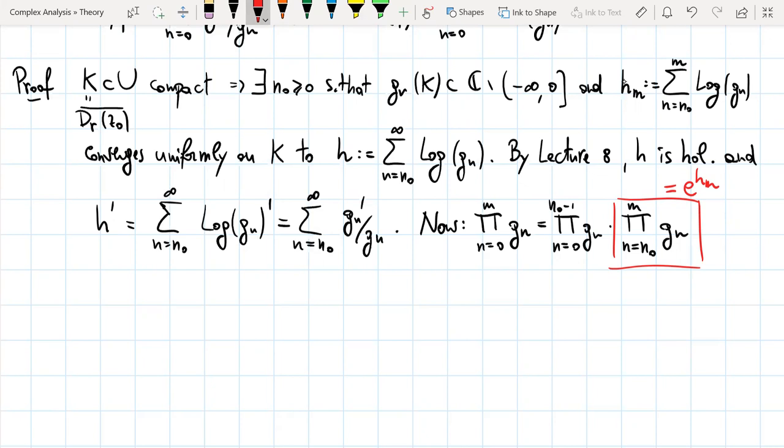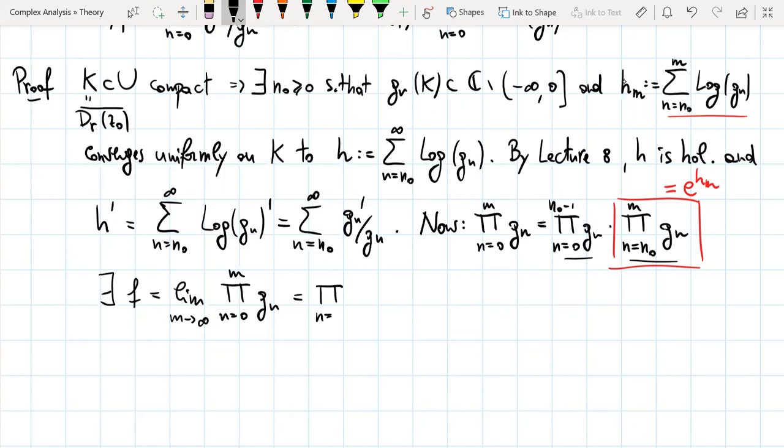Okay, so this is easy to see. Let's take just the exponential of this Hm, which is this sum, and you will get the product of all the Gn's. This you can easily check. Now we can take the limit for m going to infinity. So this means that there exists F, which is the limit as m goes to infinity of the product of all the Gn. So we showed that we can split the product in these two parts. So we can write this as first the product from 0 to n0 minus 1 of the Gn's, and then we have the limit for m going to infinity of e to the Hm.